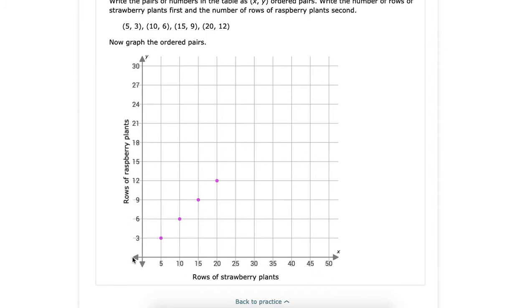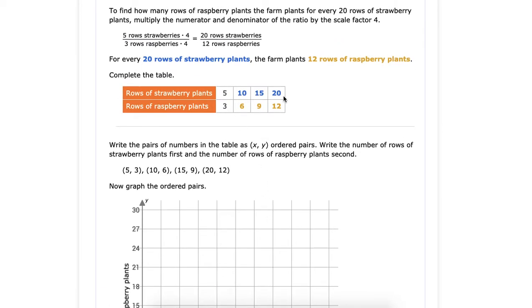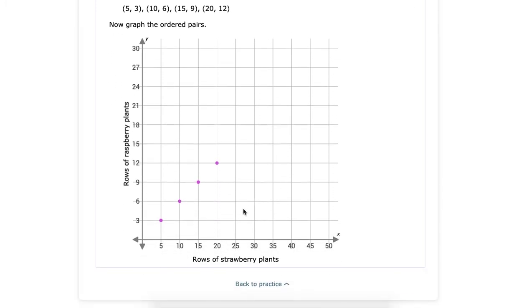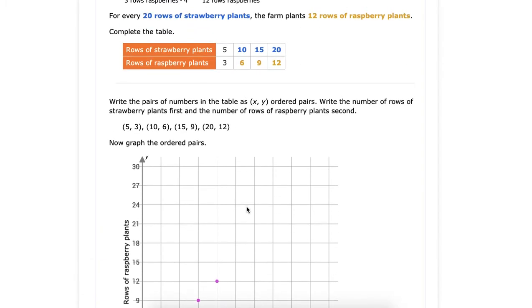And that's nice to do if you're ever plotting by ratio tables and have to make your own grid. Just count by the same thing your ratio tables are going by: 5, 10, 15, 20; 3, 6, 9, 12. If you count by the same thing your ratios are going by, it'll make it nice on the grid lines. Okay, so if you have to do your own, that's the thing you can do.